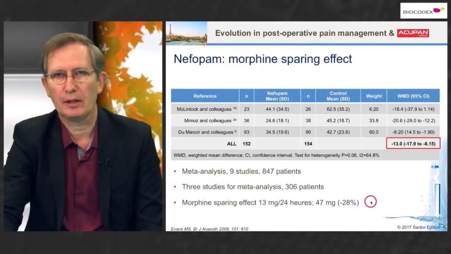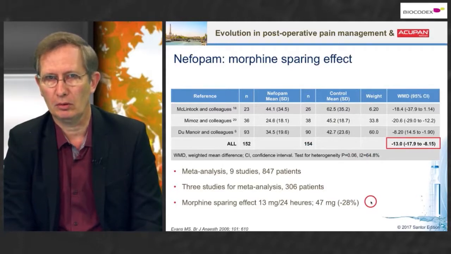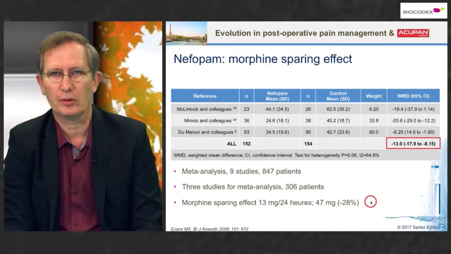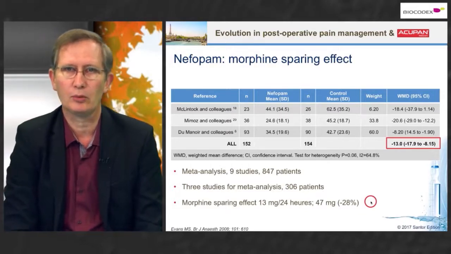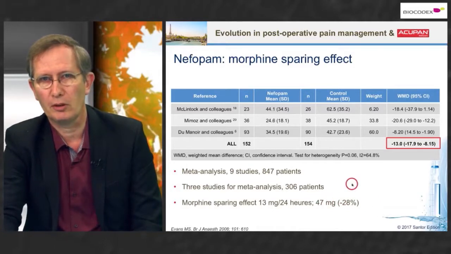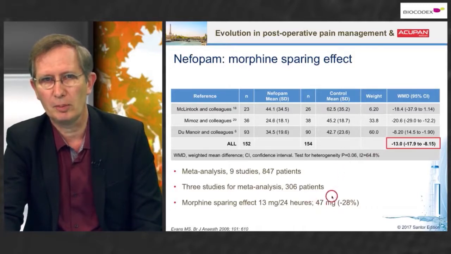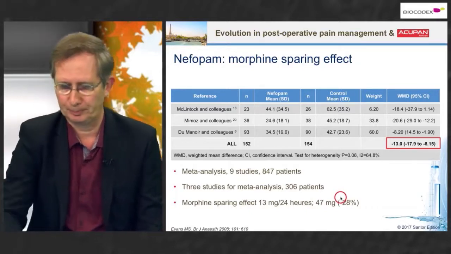When you look at the impact of nefopam on the use of opioid, there was this meta-analysis published looking at the morphine-sparing effect of nefopam when it's compared to a placebo. You see that there was a reduction of about 13 milligrams of morphine for 24 hours, and this morphine-sparing effect was around 30% compared to a placebo.